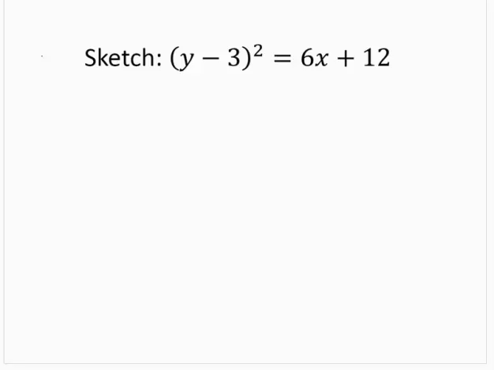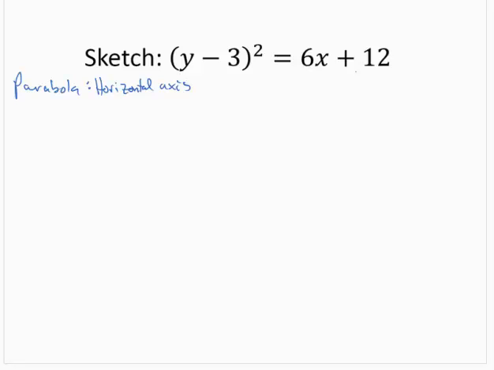Sketch y minus 3 squared is equal to 6x plus 12. Since we have an x to the first power and a y to the second power, this is a parabola on a horizontal axis. But it's not in one of the standard forms.